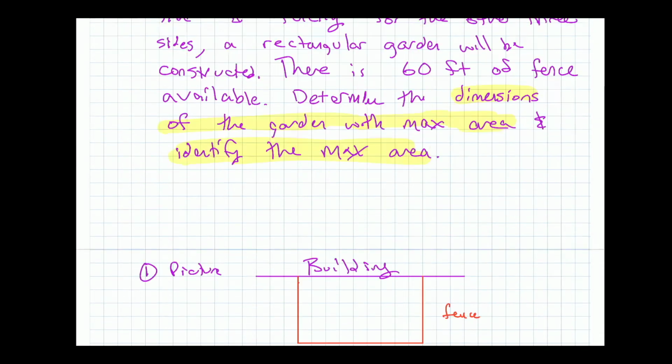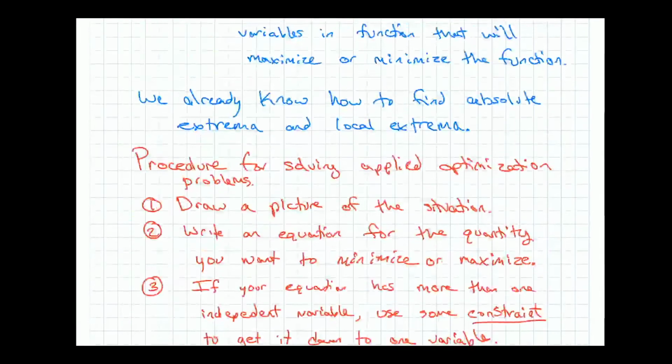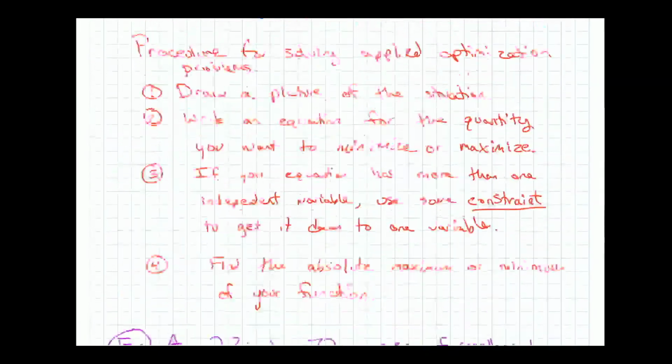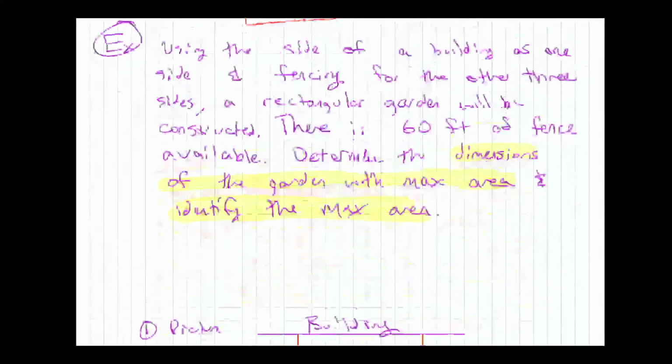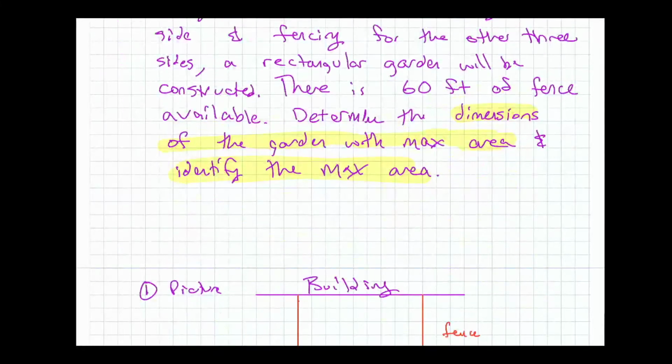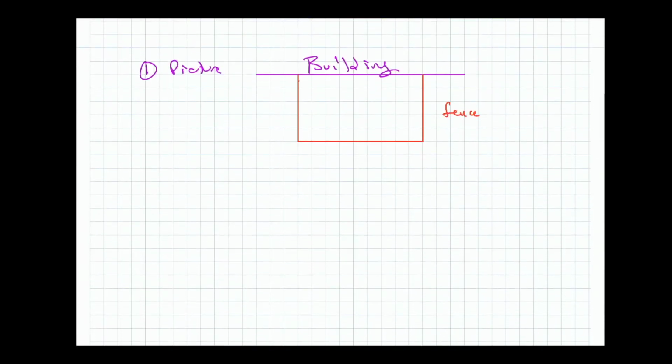Once you have that, what are we doing next? We're trying to write an equation for the quantity we want to minimize or maximize. So what are we minimizing or maximizing? Dimensions of the garden with max area. So we need an equation for area. Well, we need dimensions, right?